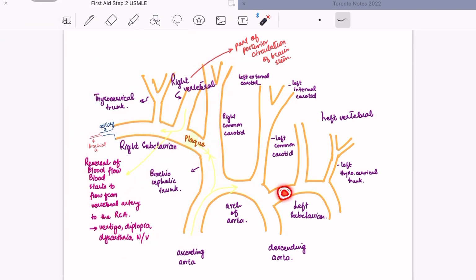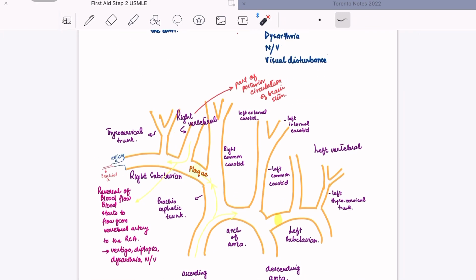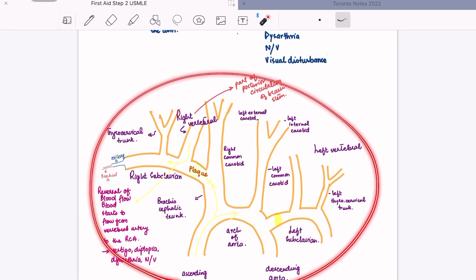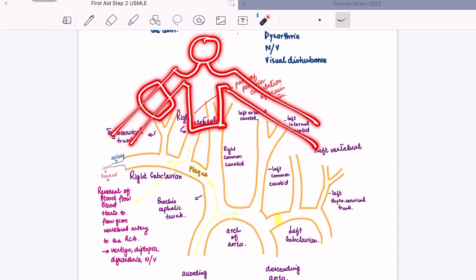Similarly, if the plaque happens on the left side, there will be shunting of blood from the left vertebral artery to the left arm. And this will result in similar symptoms like syncope, dizziness, vertigo, nausea, vomiting, and visual disturbances. The way we can differentiate subclavian steal syndrome from aortic stenosis is by the difference in blood pressure in the right arm and the left arm. The blood pressure in the right arm will be different than the left arm in subclavian steal syndrome, but it will be the same when it comes to aortic stenosis.